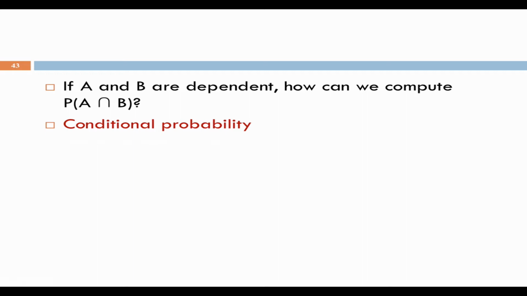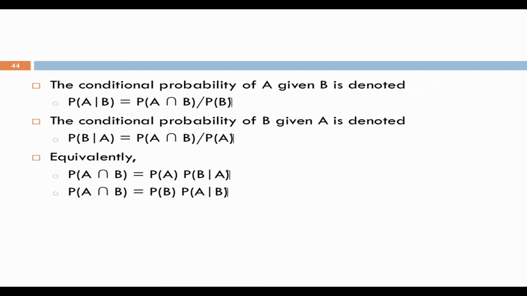So this definition helps you to do that. This definition is called conditional probability. So what is conditional probability? You probably have seen that a lot. It is denoted this way: the probability of A conditional on B, by this symbol right here. So this means the probability of A given B.